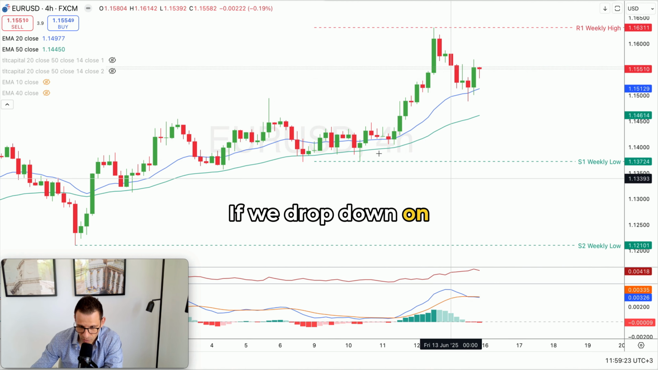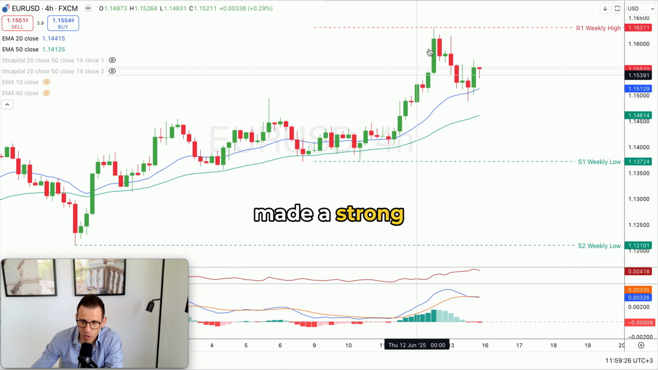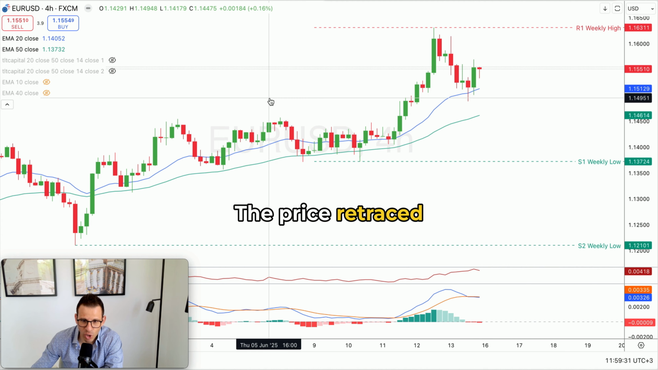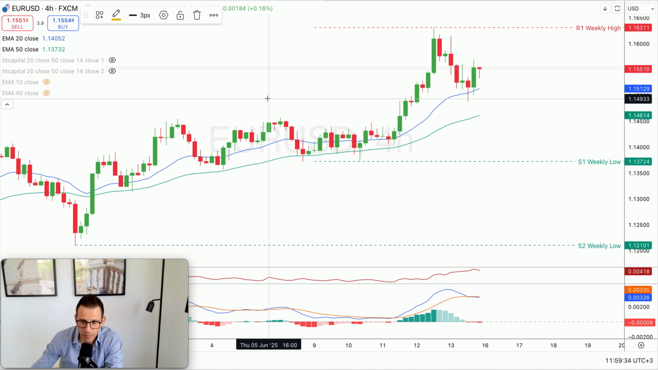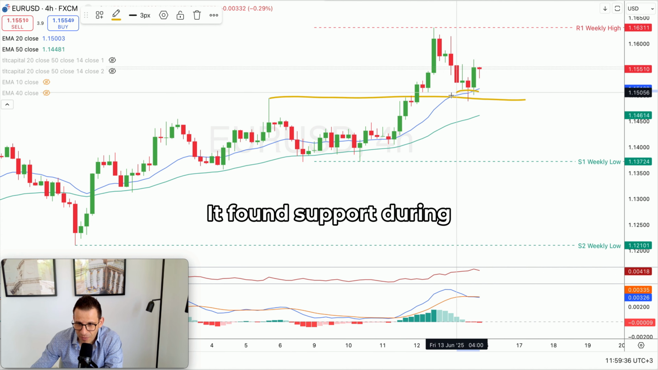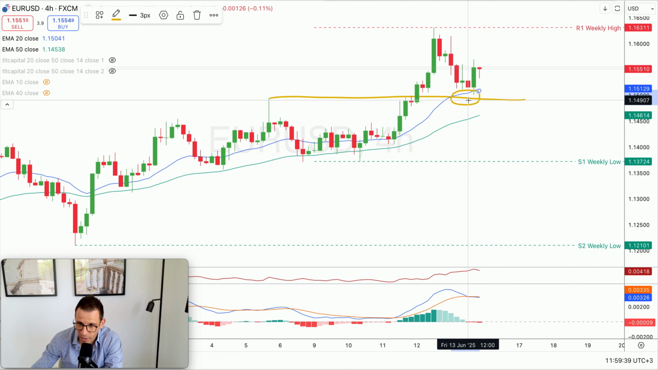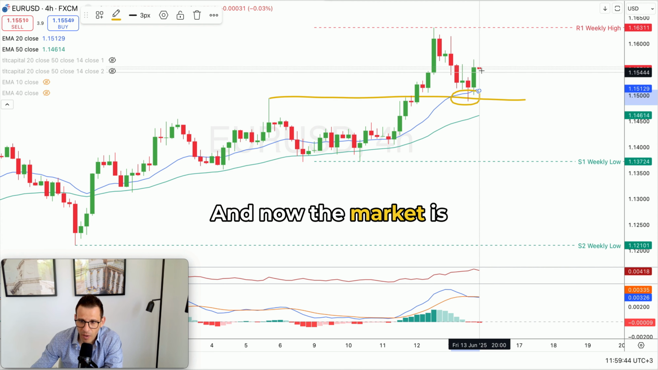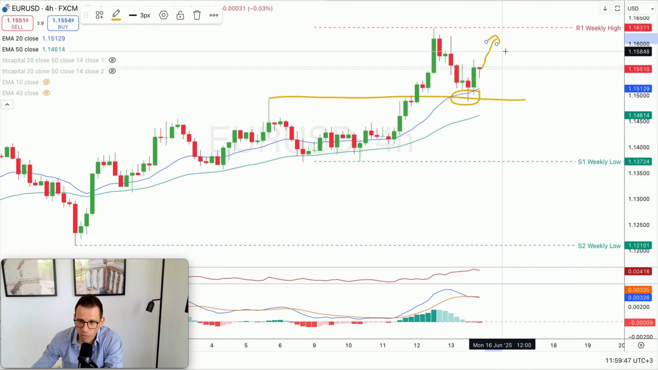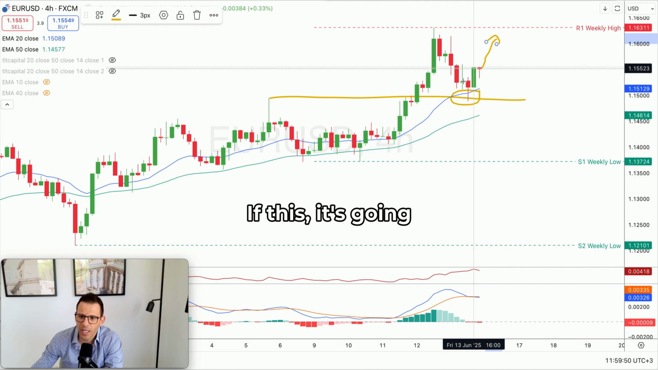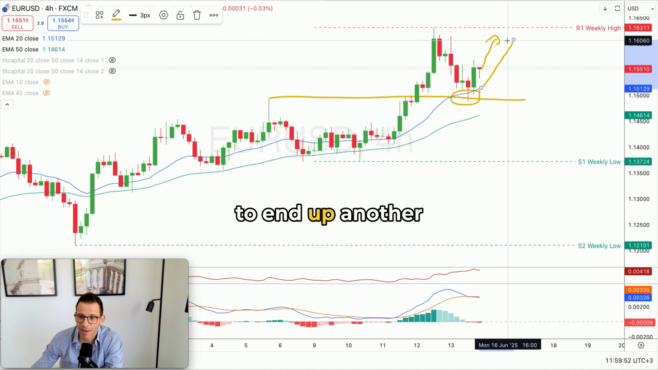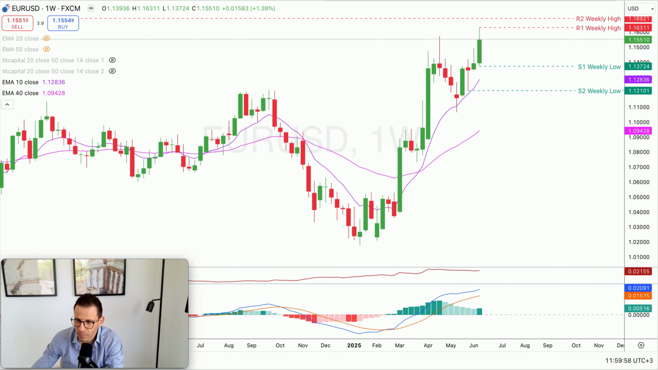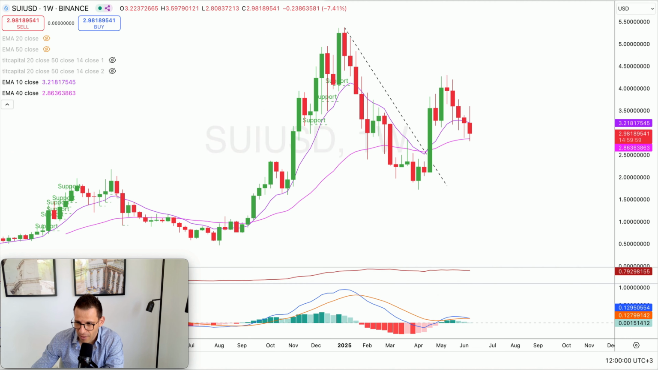If we drop down to the daily chart, we see that the market made a strong impulsive upward move. Now a retracement occurred. The price retraced to this level here. It found support during the New York trading session, and now the market is likely to continue moving upwards, if it ends up as another upward impulsive move driven by the buyers. It's promising, this one.